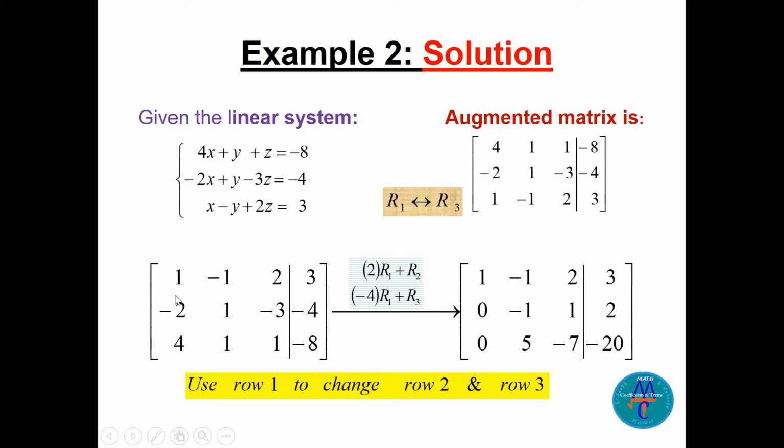How? I look at the number under the 1, minus 2. The opposite will be 2. So I multiply row 1 by 2 and add to row 2. Remember the operations there. This is 4. The opposite will be minus 4 to make it 0. So I multiply all of row 1 by minus 4 and add to row 3.